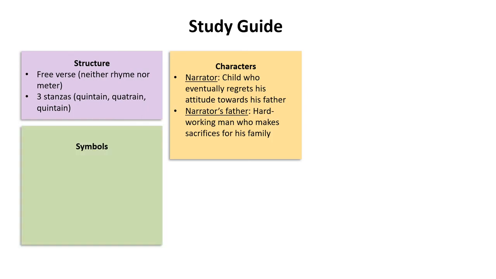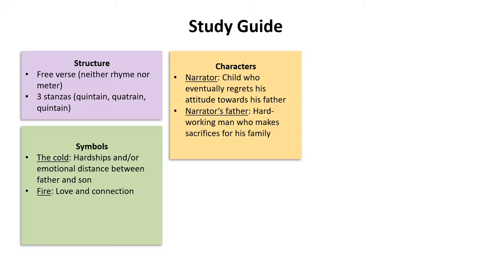There are 4 key symbols in this poem. One is the cold itself, a symbol of hardships that families face and/or the emotional distance between father and son. On the other hand, the fire represents love and connection, since it glows brightly and keeps the whole family warm. The father's hands represent sacrifices made on behalf of others. Lastly, the house symbolizes fraught family dynamics or dysfunctional family structures.